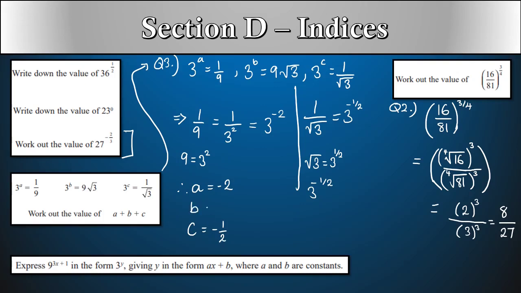So the only thing left to work out here is b. So b has 2 parts to it. We've got the 9 and then the root 3. So let's do that over here.